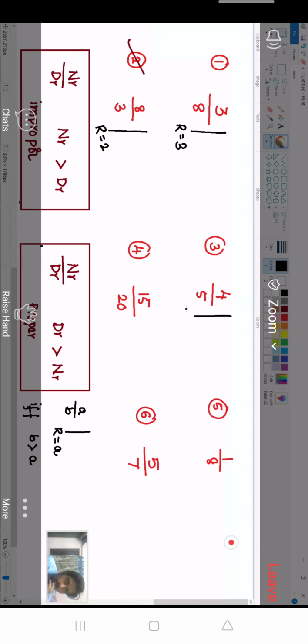That means if I want to find 3 by 8 remainder, with more denominator, directly say the remainder is 3. 4 by 5, what is the remainder? Directly say the remainder is 4. 1 by 8, remainder is 1. 15 by 20, remainder is 15. 5 by 7, remainder is 5. So whenever we see more denominator than numerator, we can directly say the numerator itself is the remainder.